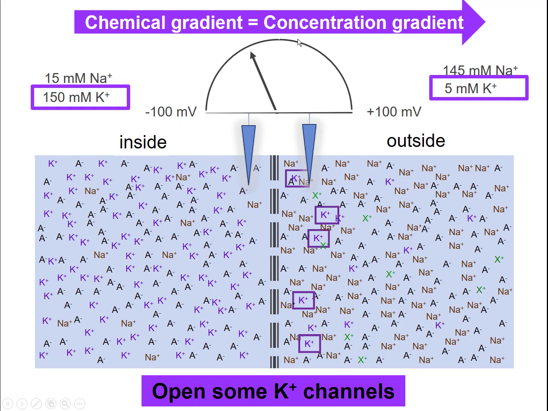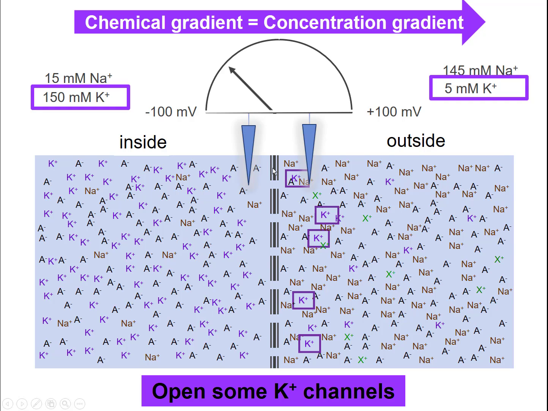And that diffusion of positive potassium ions down the chemical gradient without accompanying anions produces a voltage across the membrane that can be measured on this voltmeter. There's a loss of positive charge from inside the cell, which means the inside is slightly more negative now than the outside, and that difference in charge between the inside and outside is the membrane potential.